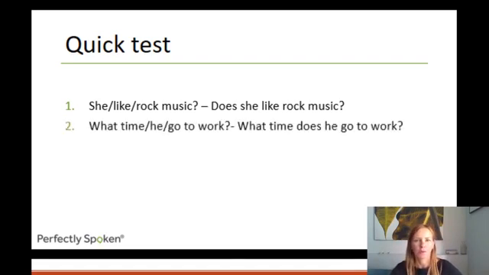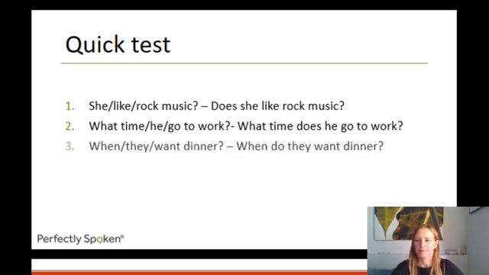What time does he go to work? Does he go to work early, for example, at 6 o'clock in the morning? Or does he go to work late, for example, at 10 o'clock in the morning? When do they want dinner?